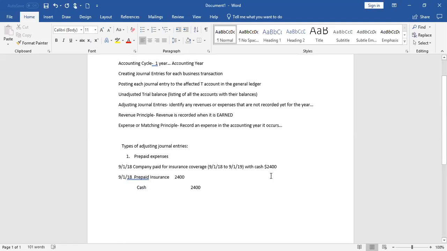So if you make a T account, I can't do it on Word. It'll take me an hour and a half to do it. So you guys know how to make a T account. And if you write on your T account, prepaid insurance at the top, just get a blank piece of paper. I got a notebook because I got to do this too. Write prepaid insurance at the top, and you should have a debit balance in it if you post this journal entry into it of $2,400, dated 9/1. So you know as of 9/1, you had paid for insurance coverage.